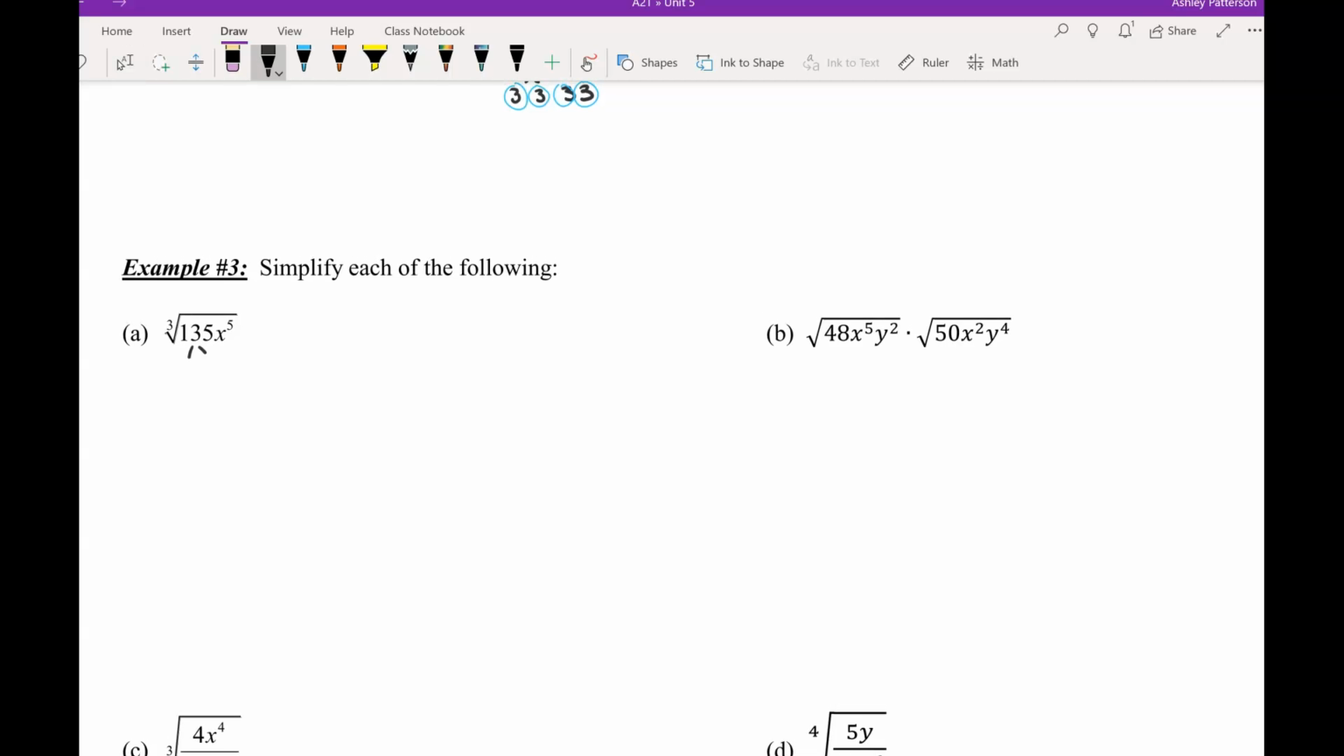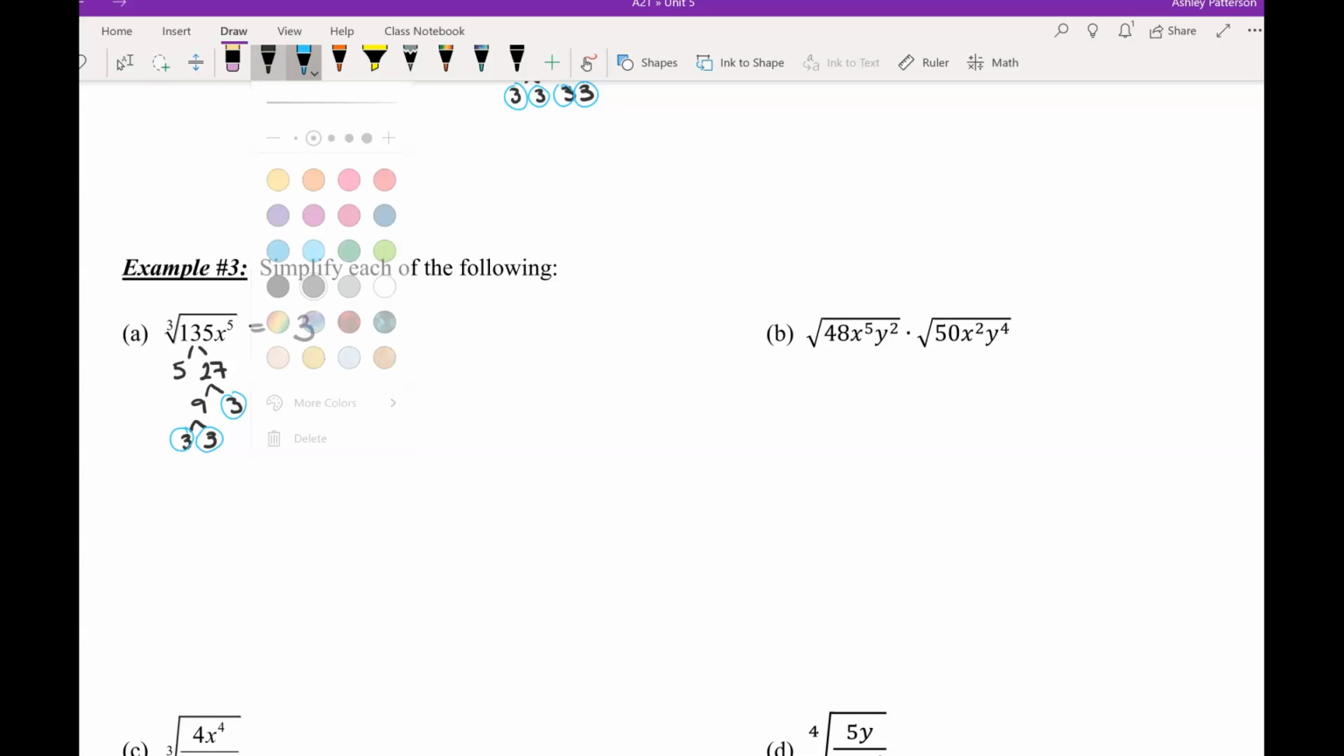The 135 can break down to be 5 times 27, and the 27 is 9 times 3, and the 9 is 3 and 3. Now, I am using the factor tree. You don't have to. It's just my personal choice. Okay, and then I'm looking for groups of 3 because that's my index. So I have 1, 2, 3. I have one group of 3 3s, so that gets pulled out to the outside. And then we have a 5 that's left over, so that's going to be underneath the radical.